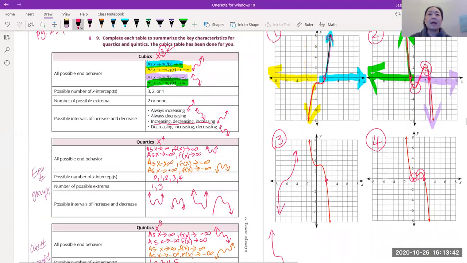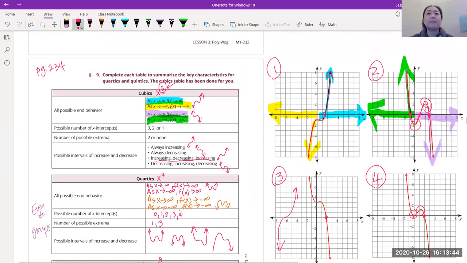Okay, and let's see here. There's a couple of different things. If you notice right here, I color coordinated them. So these are just all possible end behaviors, right? So what are the arms going to look like? Not what it's doing here in the middle, we don't care about that. All we know is when x is really big, what is y doing? When x is really small, what is y doing?